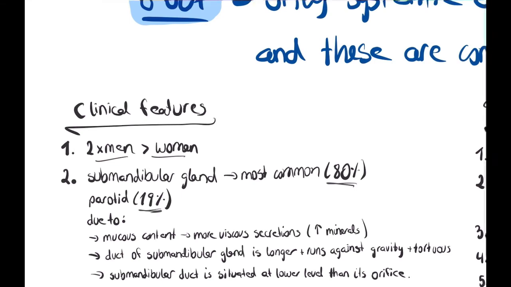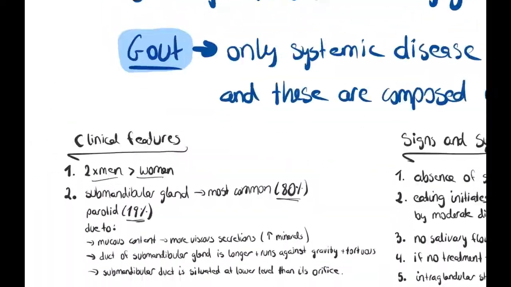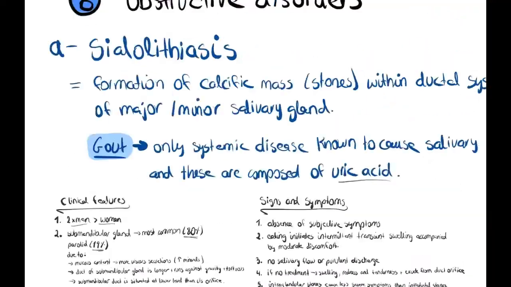We have more serous secretions. The duct of the submandibular gland is longer and runs against gravity, and that means that the saliva can get stuck inside the duct, and the submandibular duct is situated at a lower level than its orifice, so there's a higher possibility to get sialolithiasis.